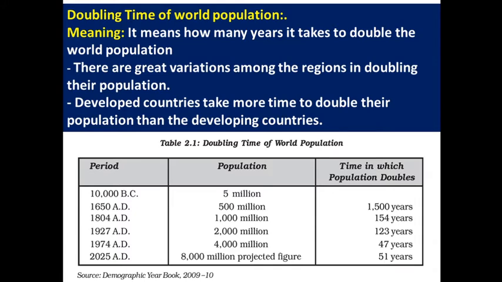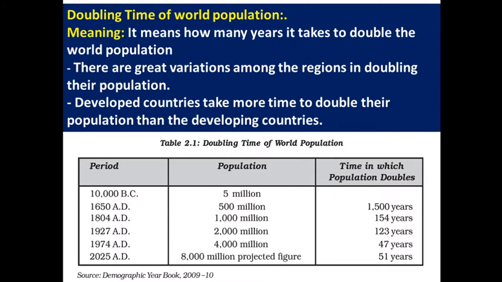There is a great variation among regions in doubling their population. If we talk about the doubling time of population among the countries of the world, it is totally uneven between developed and developing countries. Developed countries take more time to double their population as compared to developing countries. For example, most of the European countries take more time to double their population.